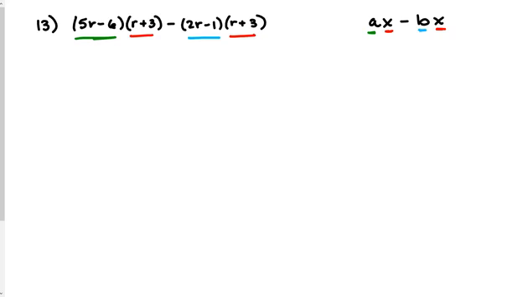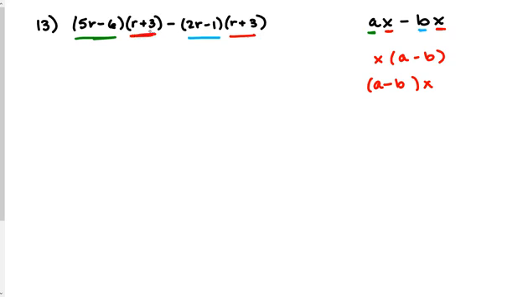So if you had to factor ax minus bx, what you could do is factor x out of both terms. Now you could put it in the front, or you could put it in the back. It doesn't matter, it's the same thing either way. So let's see if we can do that with problem number 13.